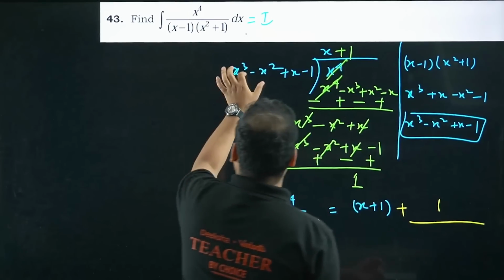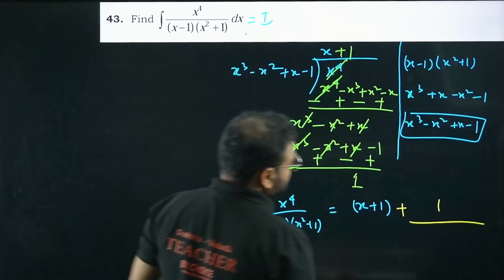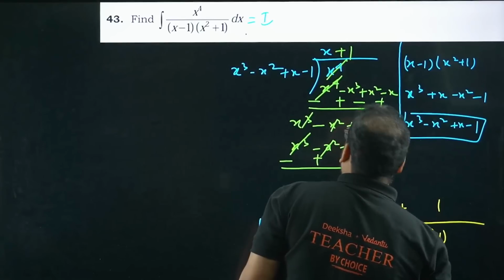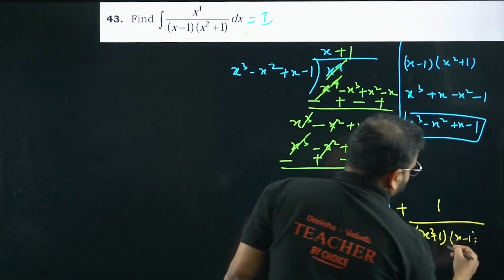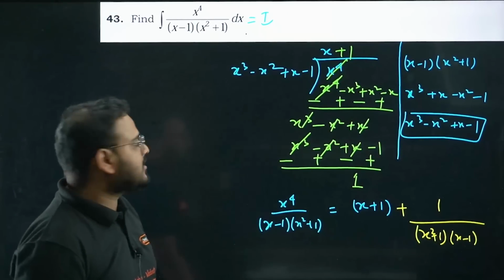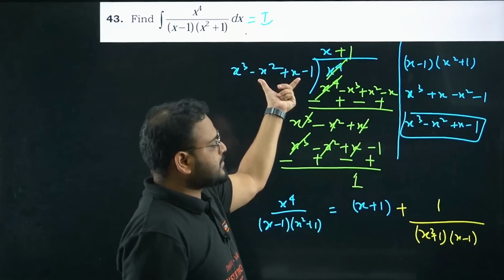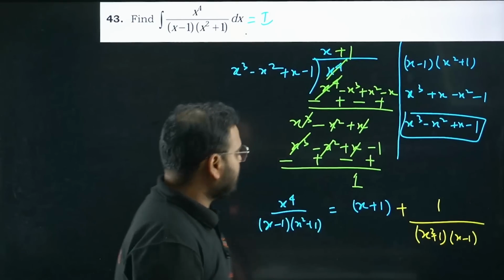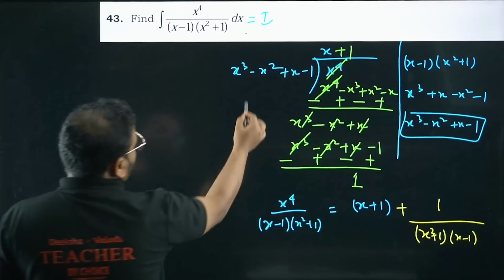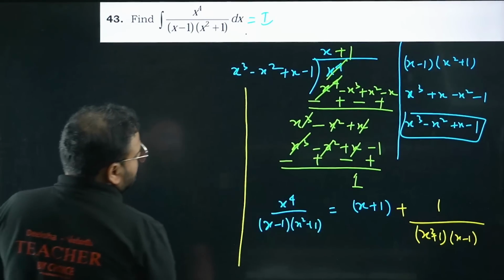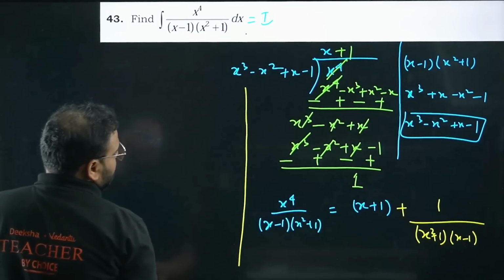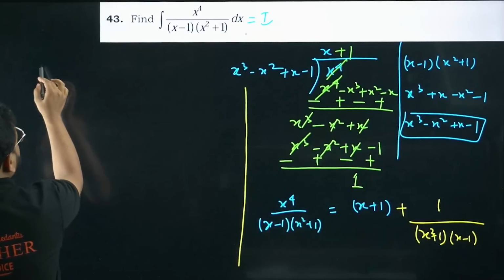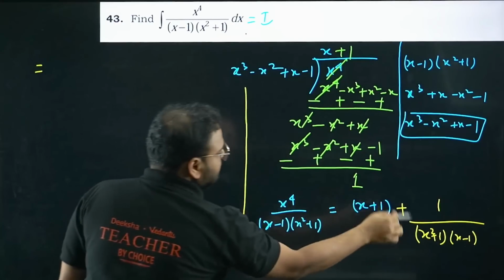So I can write this whole thing in terms of (x square plus 1) times (x minus 1). Same thing, I don't want to expand it. Keep it like this. I can take this part's partial fraction now. Before writing this integration, I have to find the constant values. I'll take only this part now.